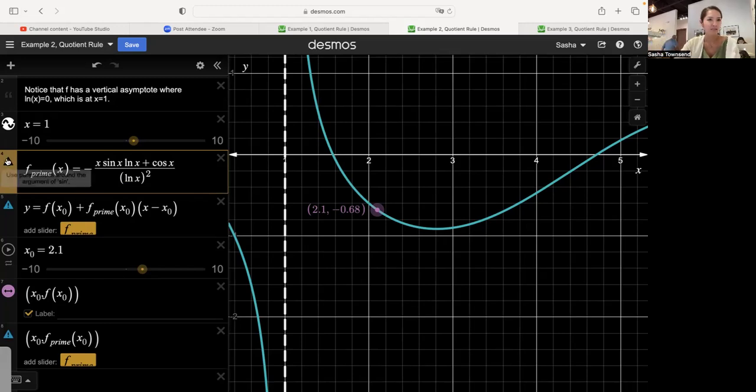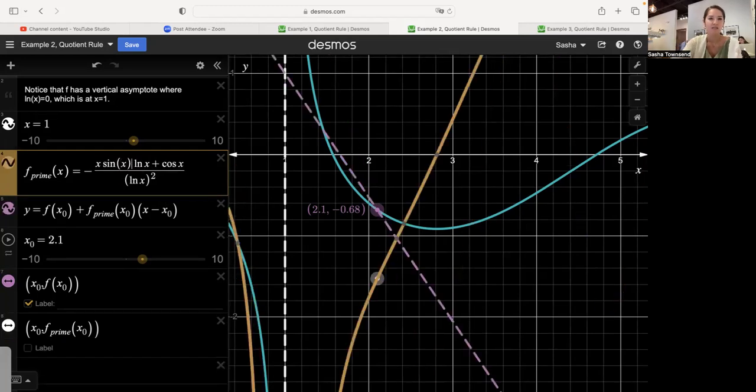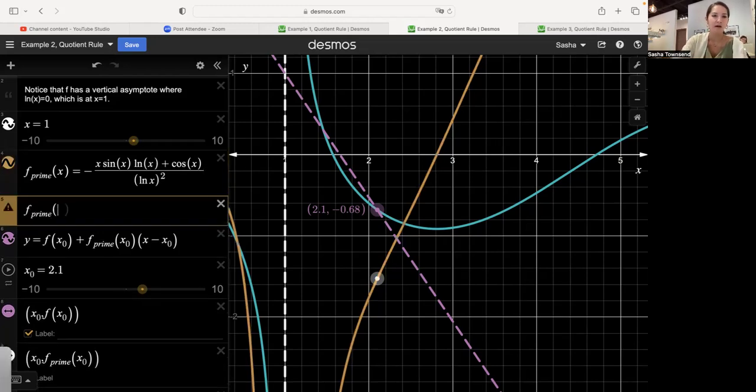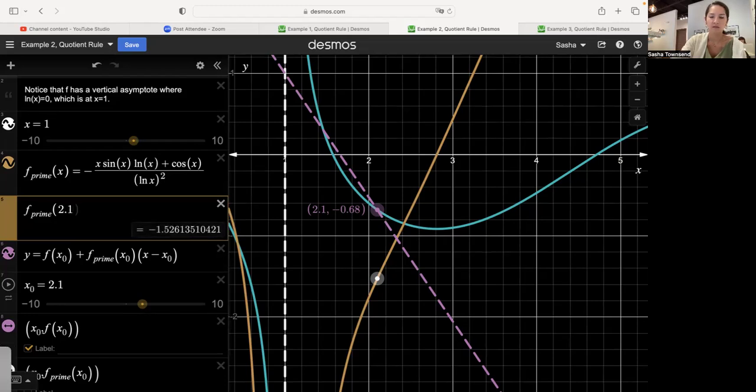All right, so let's see what it says. Use parentheses around the argument of sine. I'm going to add a bunch of parentheses around all of these. It's weird, I'm getting the wrong value. F prime of 2.1 is negative 1.5.